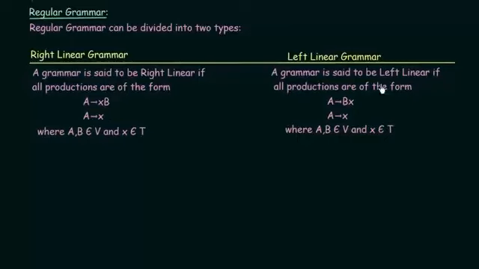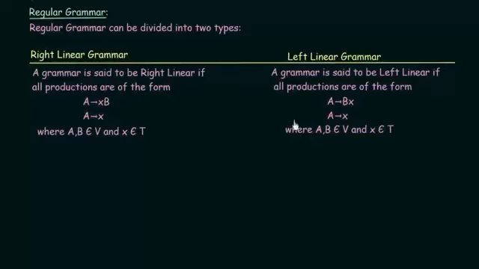A grammar is said to be left linear if all productions are of the form A gives Bx and A gives x, where A and B belong to the set of non-terminals and x belongs to the set of terminal symbols. Here we see that x is a terminal symbol and B, which is a non-terminal symbol, lies to the left of the terminal symbol x. So grammars which have this kind of production rules are said to be left linear grammars.